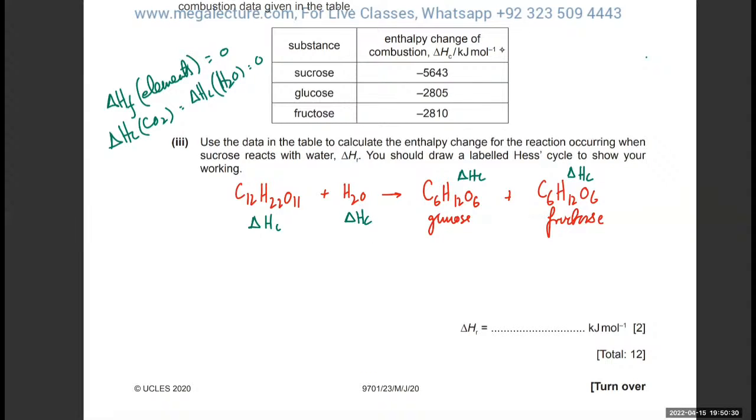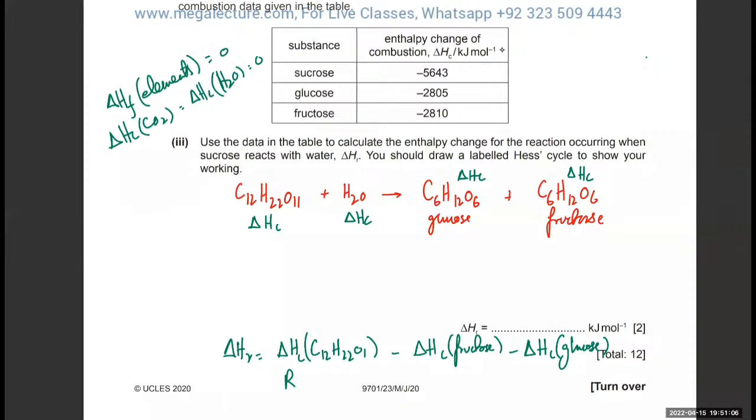So what is the formula when you know the enthalpies of combustion of everything, the products and the reactants? The enthalpy change of that particular reaction is the enthalpy of combustion of the reactants, which in this case is C12H22O11, minus the enthalpy of combustion of the products, which you have fructose and glucose. Okay, so you do reactants minus products.